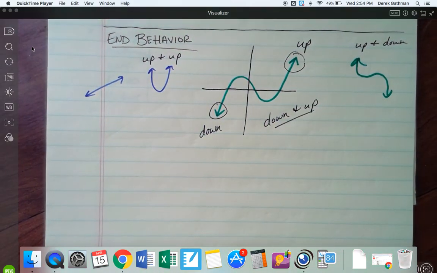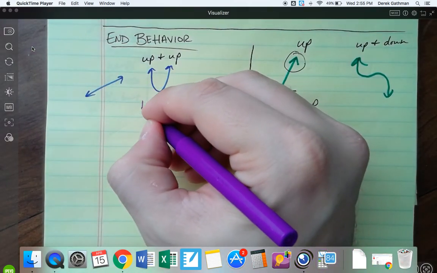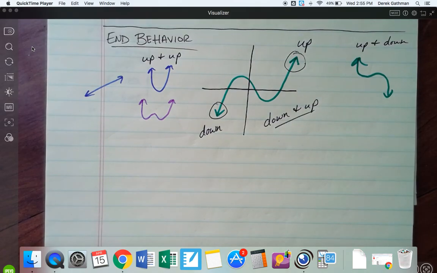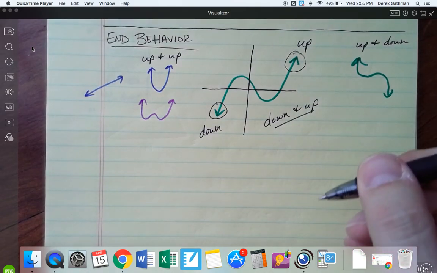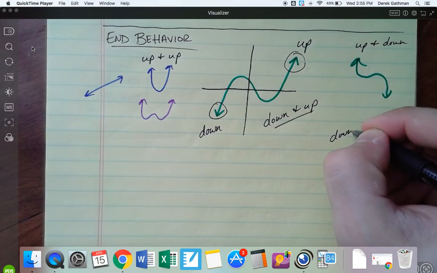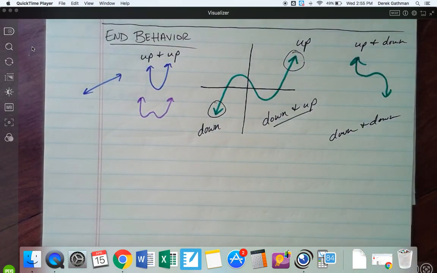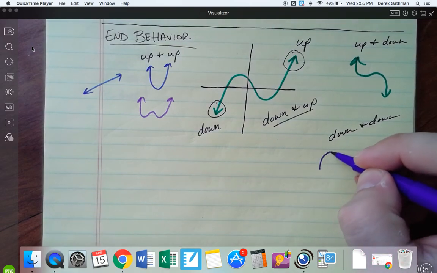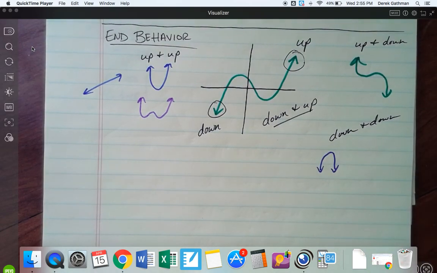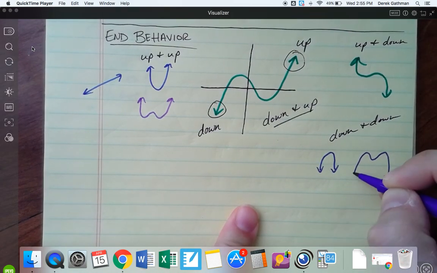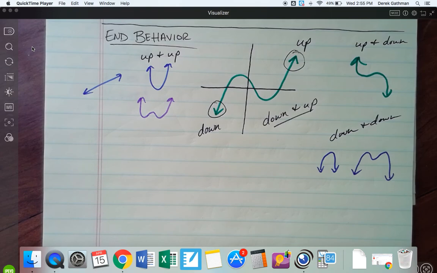And you may see other polynomial functions that end up looking like that. That would have up and up end behavior. And then down and down is another possibility. And you can pretty much think about what that would look like. Basically, you could have a parabola that is opening downward, or you may see some funky functions that look like that. But ultimately, as I'm going forever in both directions, both of them are going down.